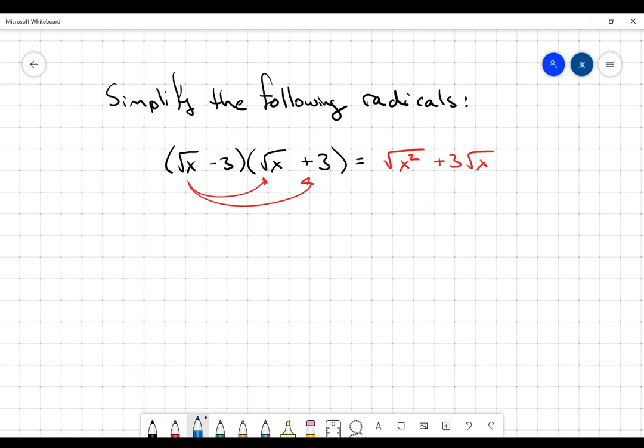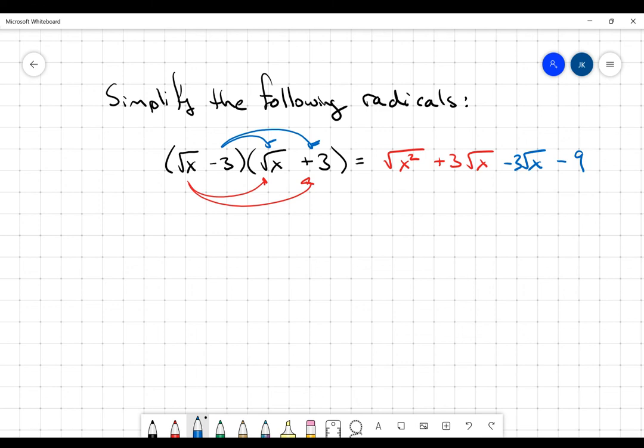Then I'm going to move on to that second term in that first binomial, and I'm going to distribute it through. So negative 3 times root x, again, the negative 3 is going to take the position of the coefficient. And so that'll be negative 3 root x. And then negative 3 times positive 3 is going to be negative 9.